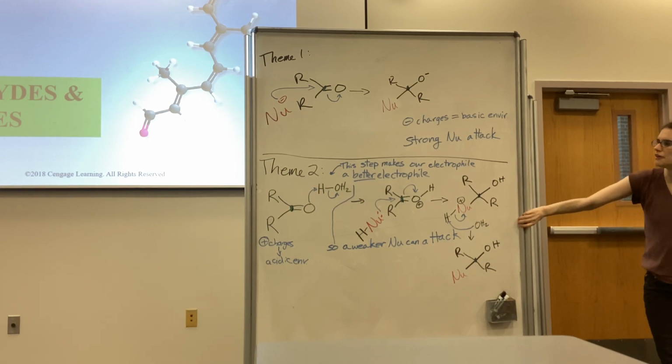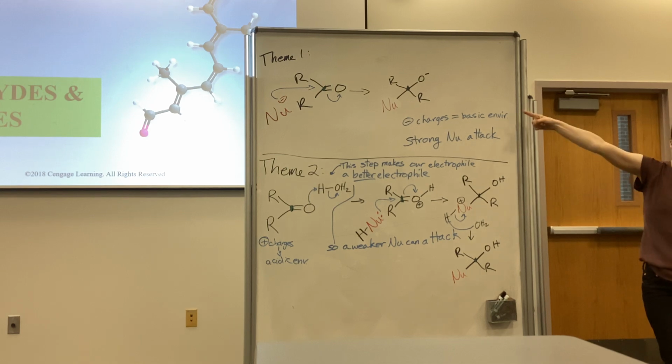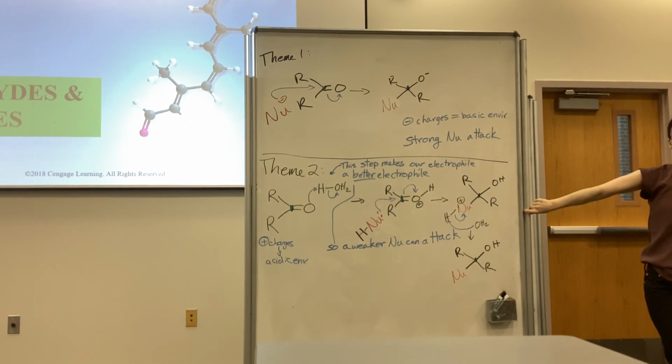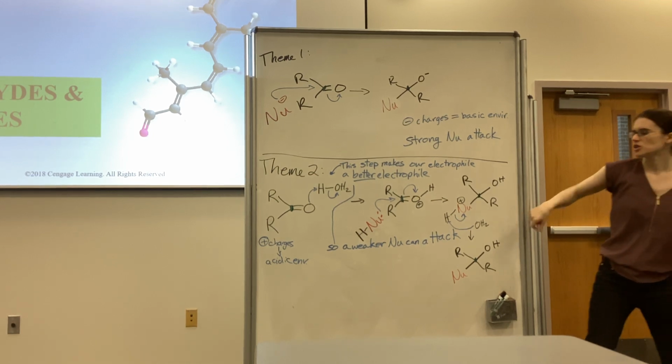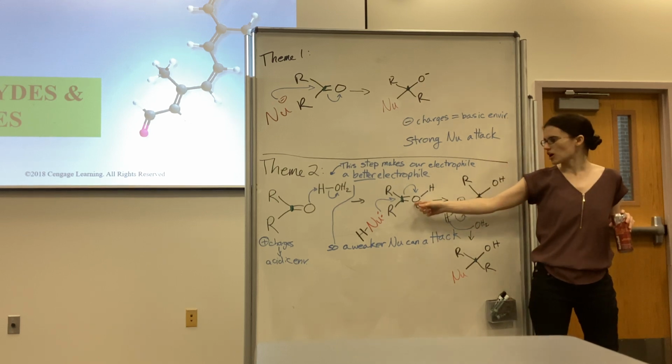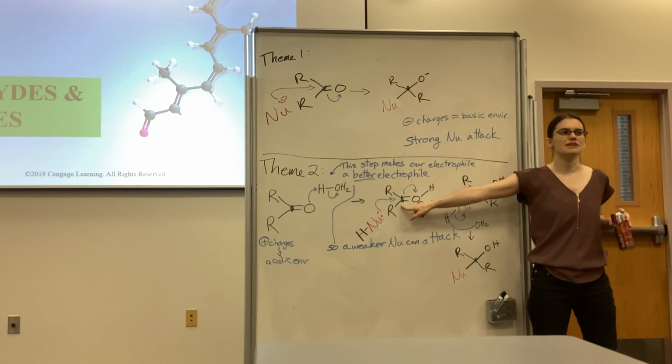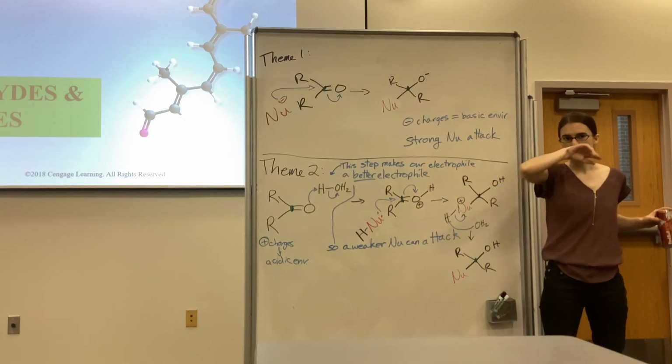Basically, if your nucleophile is strong enough, you can do this. You can attack the carbonyl carbon. And if our nucleophile isn't strong enough, then we just use acid to protonate our carbonyl, which makes our carbonyl carbon a better electrophile, right?